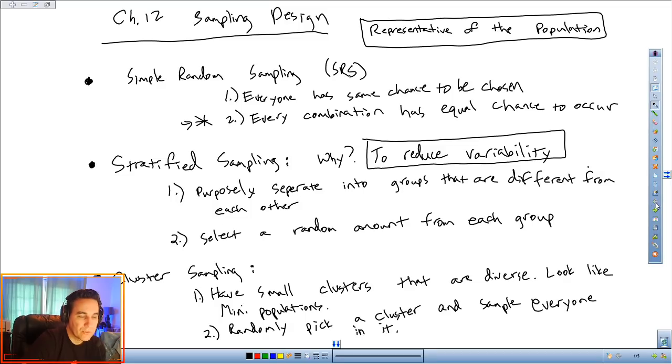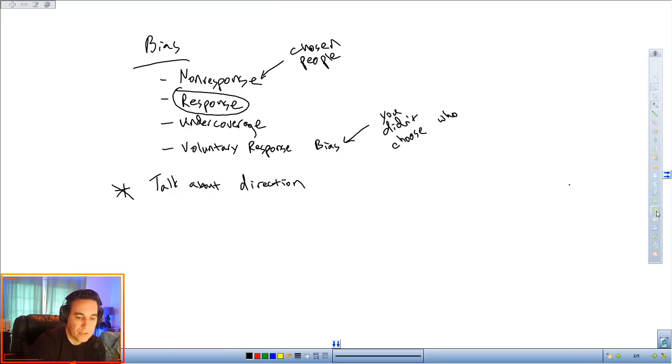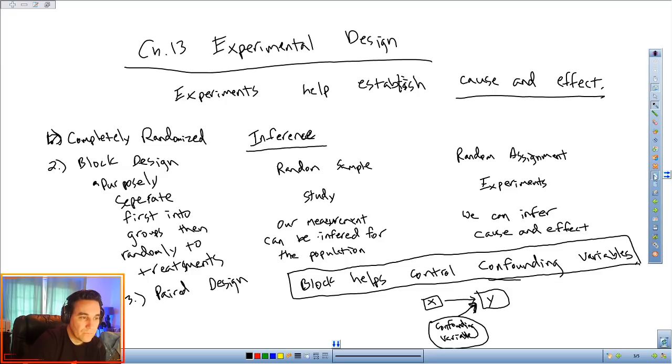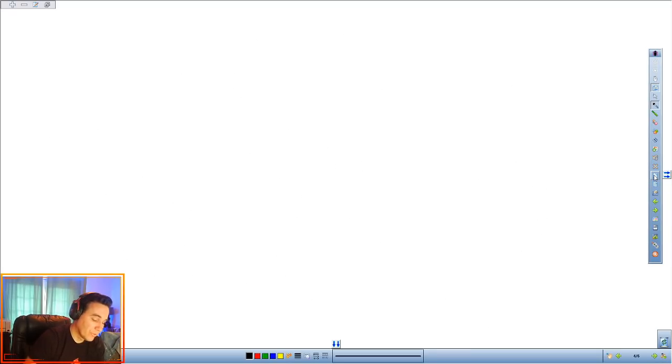So there's the chapter 12 and 13 cram session. Now I'll go to the early stuff. So let's go into chapters 2 through 6. That was the very first unit.